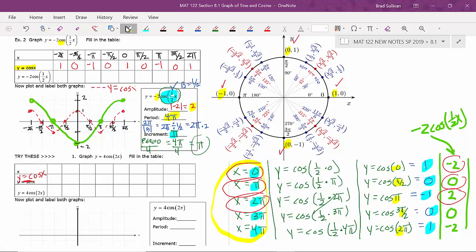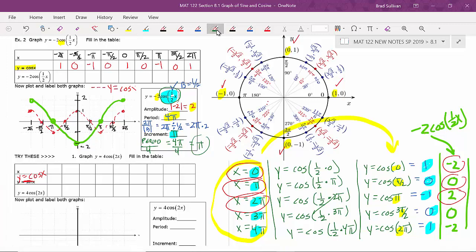So what I want you to get settled in your mind is that when I choose the proper increment, it just ends up giving you these values that go every 90 degrees. Ultimately, it just gives you the key points with the max, min, and the y-intercepts. Then at the very end, you can multiply by that amplitude to get your amplitude change.